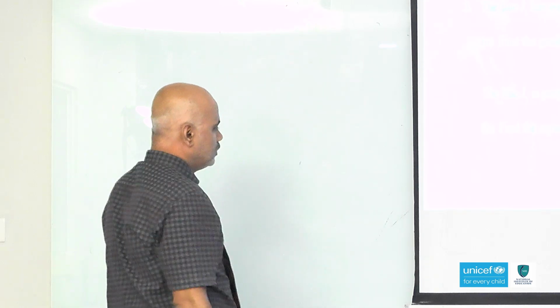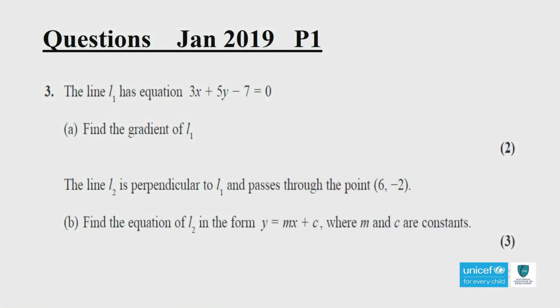Second one, the line L1 has the equation 3x plus 5y minus 7 equal to 0. Find the gradient of L1. Here the point is what? You have to make it y is equal to mx plus c format. By that way only you could easily identify.